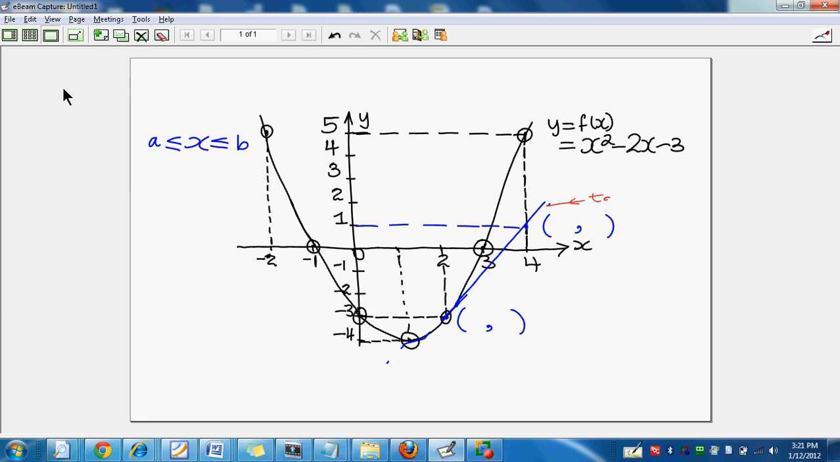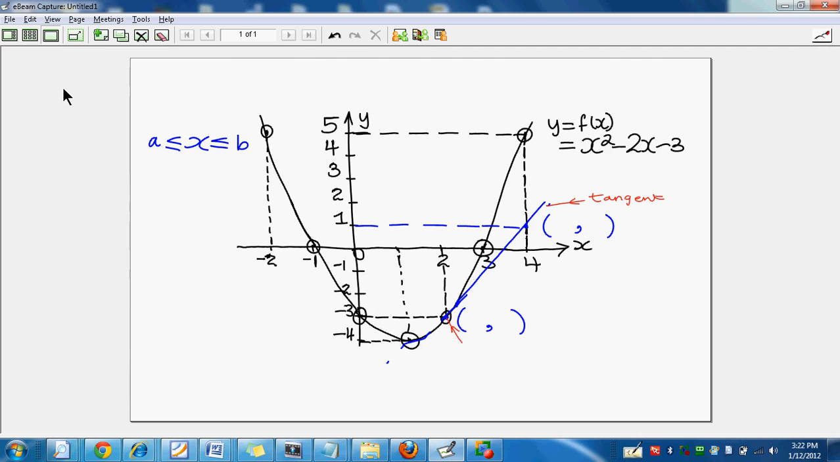Part B. Part B said determine the values of x for which x squared minus 2x minus 3 is equal to 0. In other words, find the values of x for which this function x squared minus 2x minus 3 is equal to 0. Now we learned that when we put the function equal to 0, in terms of a graphical representation, that will be where the graph cuts the x-axis. Right? If you check back your notes, that is what it is.